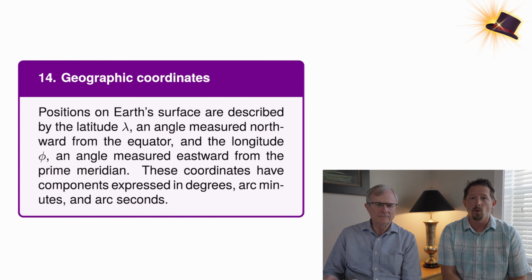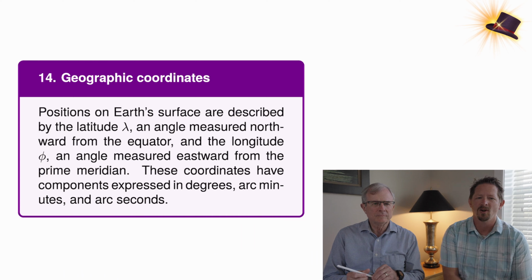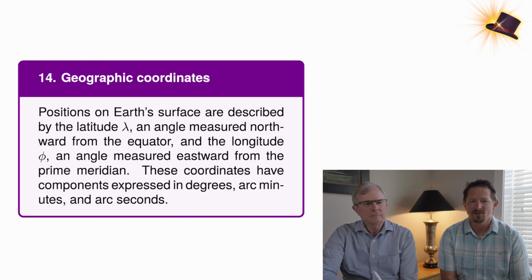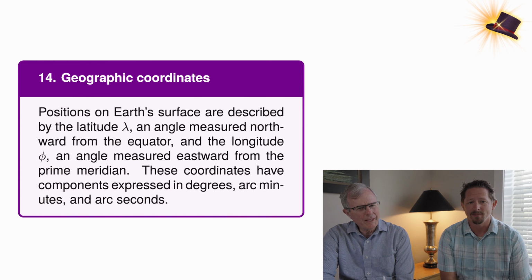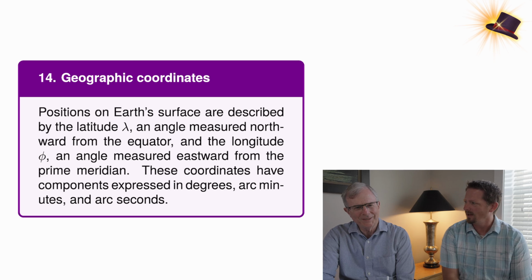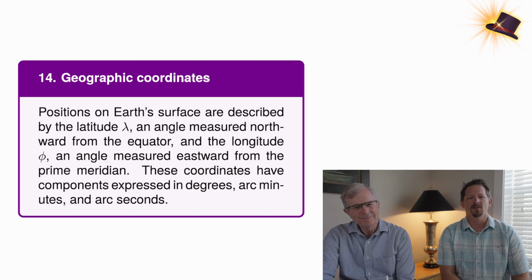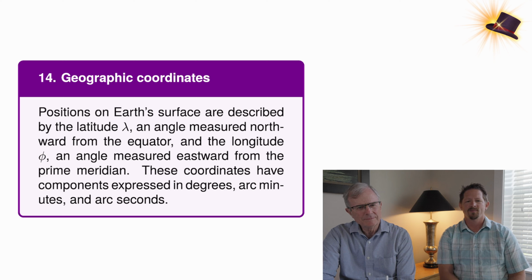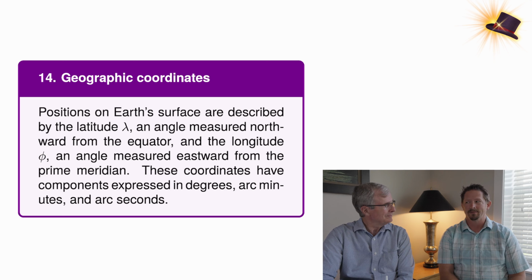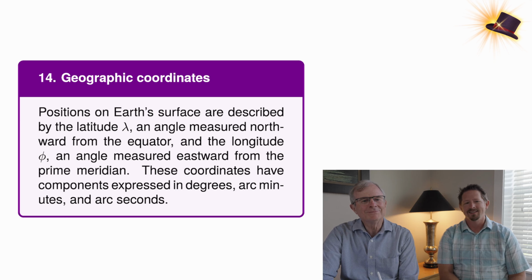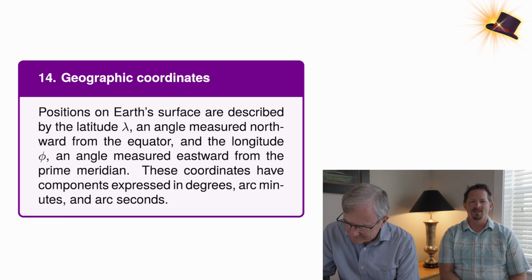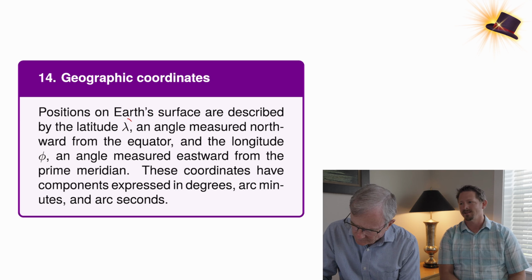All right, principle 14, geographic coordinates. Positions on Earth's surface are described by the latitude lambda, an angle measured northward from the equator, and the longitude phi, an angle measured eastward from the prime meridian. These coordinates have components expressed in degrees, arc minutes, and arc seconds.